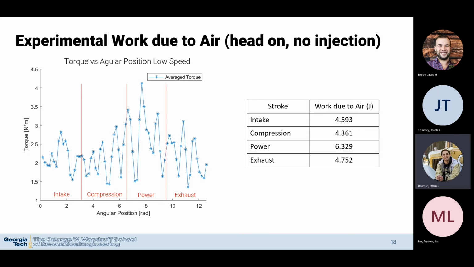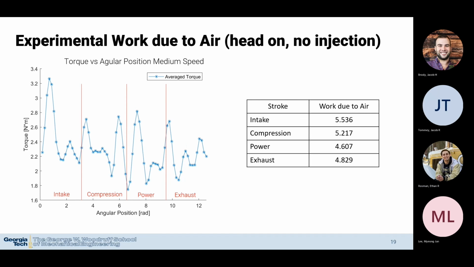The friction is also doing work against the motor, so the work due to friction found when running the engine earlier with the head off is subtracted out in these values. Here you can see the work due to air for the low speed, the medium speed, and the high speed.